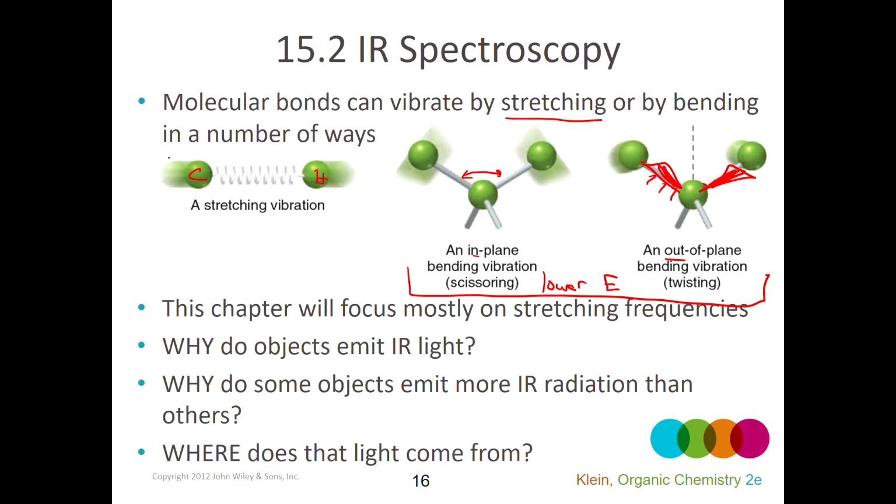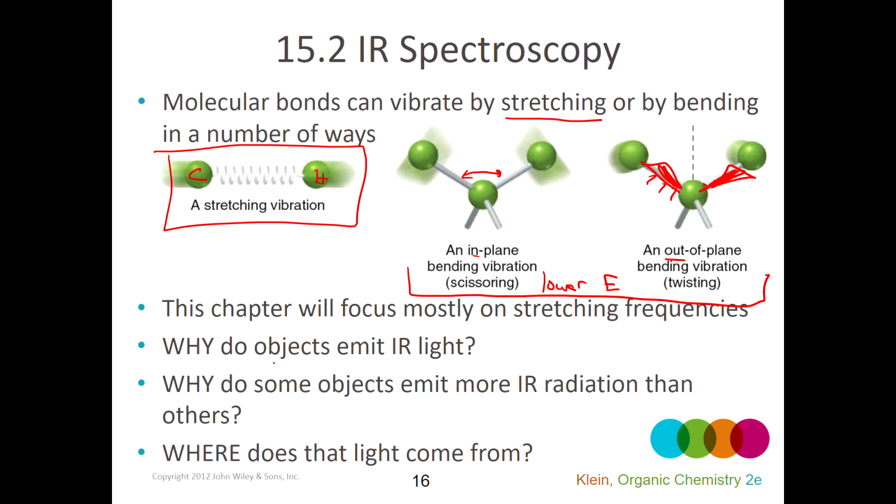So we're going to focus more on the stretching frequencies, because this tells us really what type of bond I have. If I have CH bonds, if I have OH bonds, I can usually tell which elements are bonded by which wavelength of light was absorbed to cause the specific stretching of that bond.